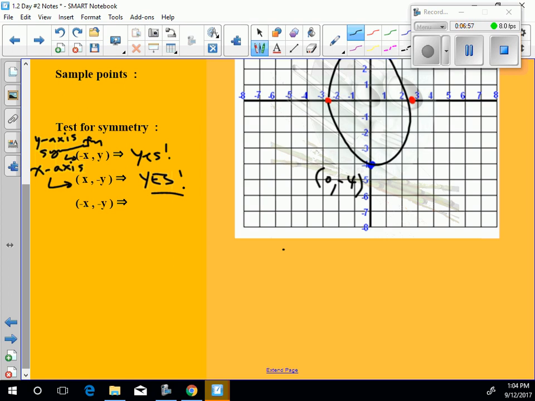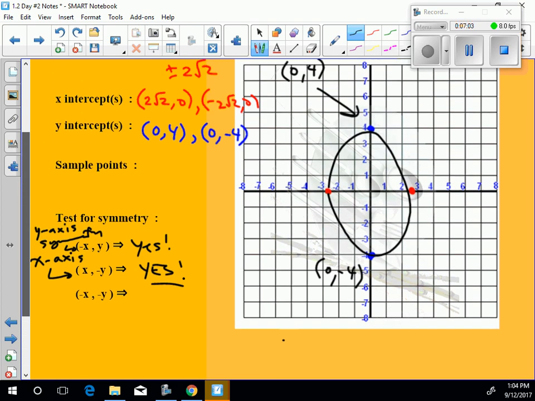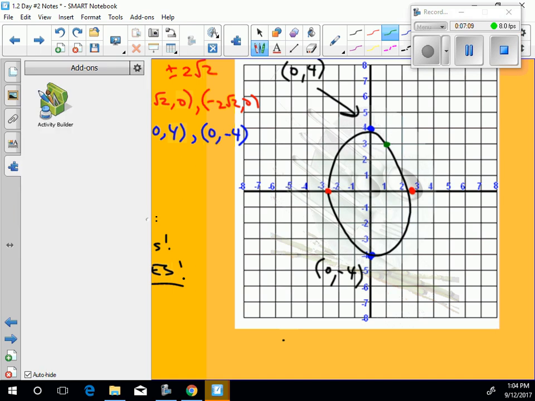If I rotate it 180 degrees, does it line back up? Yeah, it does. Let's take a point. Let's take this point. Let's take x equals 1. If x equals 1, what did I do?